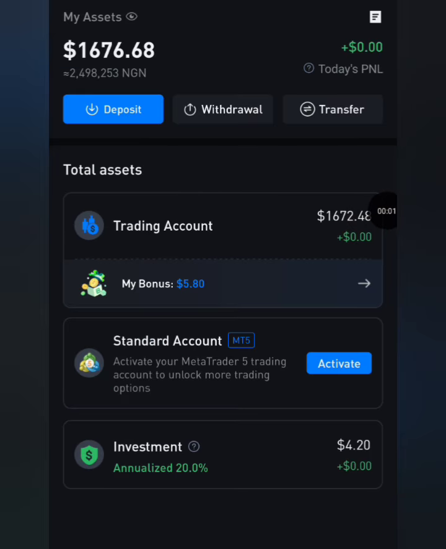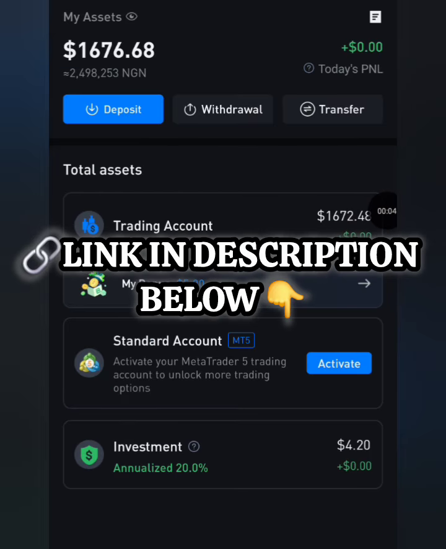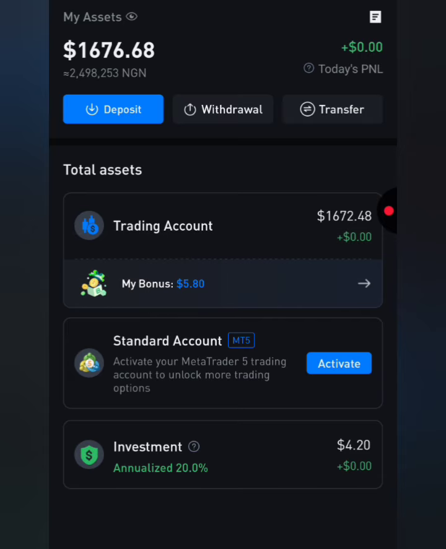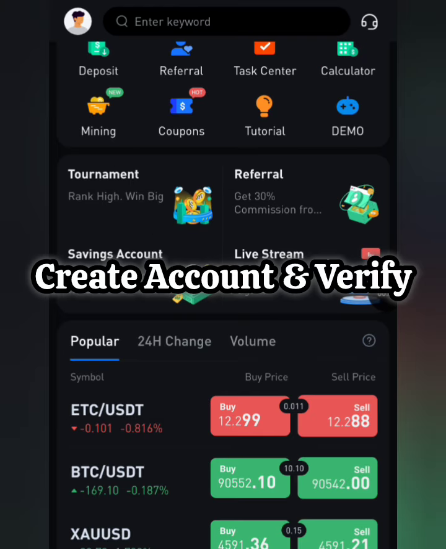Now, to get started with the BTC Dana, I'll be dropping the link in the description section below and also in the comment section below. You can easily create your account using the link and download the app from the Google Play Store, okay? Now, once you download the app, you can verify it using any government issued ID card, okay?